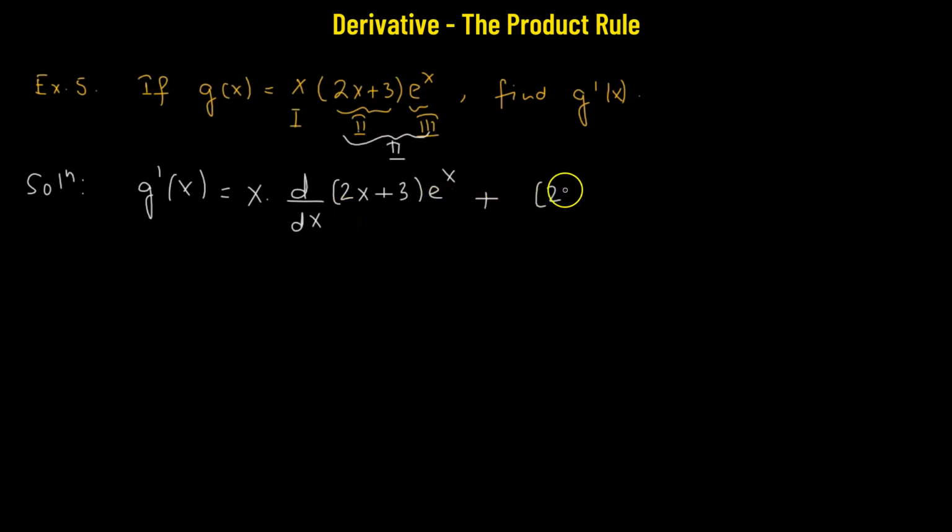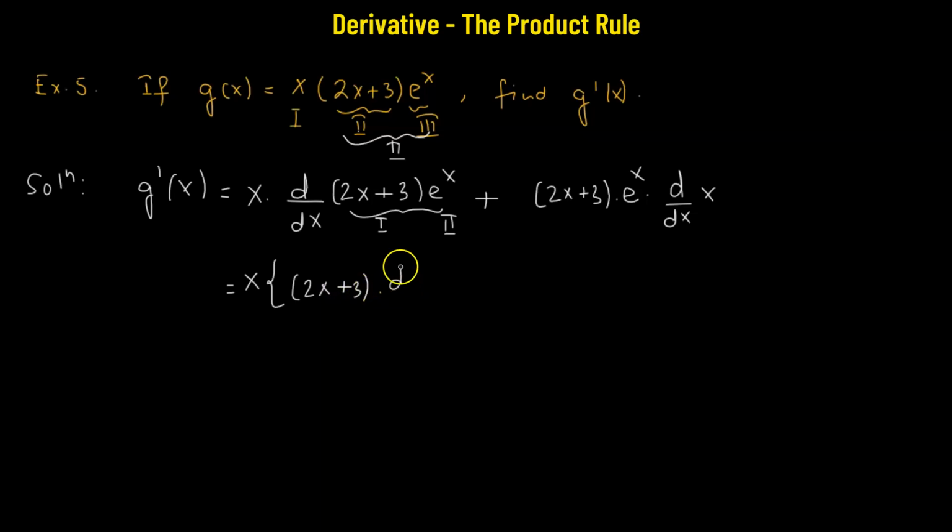Plus, now we consider the second function, 2x plus 3 times e raised to the power of x. And then we multiply it to the derivative of our first function. Now, we see that we have x multiplied to the derivative of these two functions, the product of two functions. So again, what we can do, we can apply the product rule. So here, let's treat 2x plus 3 as the first function and e raised to the power of x as the second function. So we have 2x plus 3 times the derivative with respect to x of the second function plus the second function times the derivative with respect to x of our first function, which is 2x plus 3.